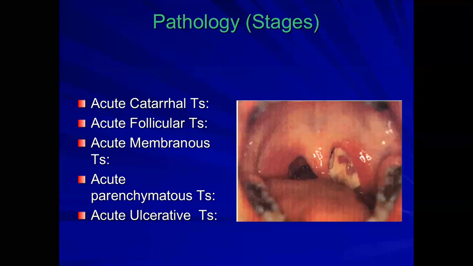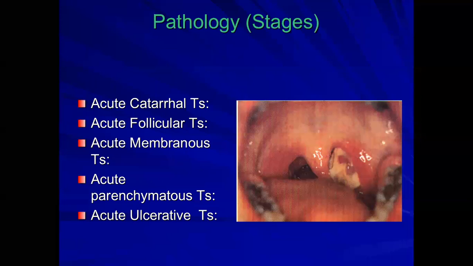Now you see the pathological stages, and in front of you there is a good picture. The first stage is acute catarrhal tonsillitis. The second stage is acute follicular tonsillitis. The third is acute membranous tonsillitis. Then parenchymatous tonsillitis, and acute ulcerative tonsillitis.